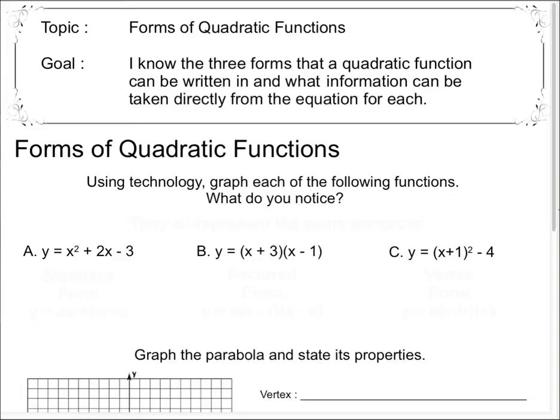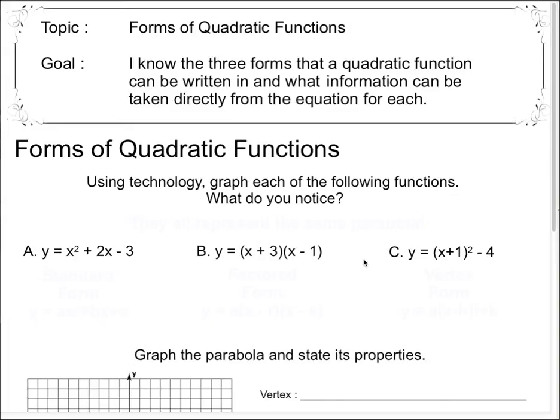We're just kind of taking off from where we left off in the last unit. We're talking about forms of quadratic functions. Now, in the last unit, we only talked about vertex form, but here we're going to talk about some other forms. So our goal is, I know the three forms that a quadratic function can be written in, and what information can be taken directly from the equation for each. So let's have a look.